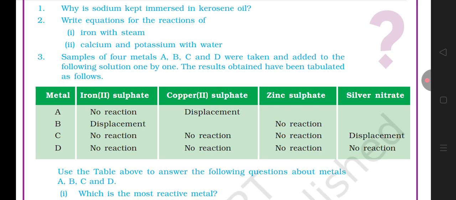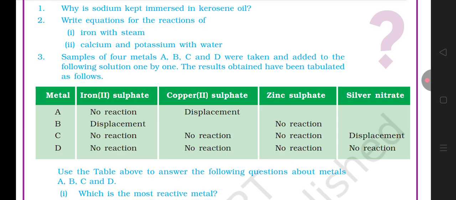Now metal B gives a displacement reaction with iron sulfate. That means it is more reactive than iron. Copper sulfate, it is not giving any reaction. Copper sulfate blank is given to us. We have to fill it. Zinc sulfate, it is not giving any reaction. So that means its reactivity is more than iron but less than zinc.